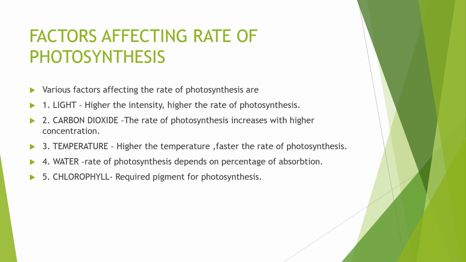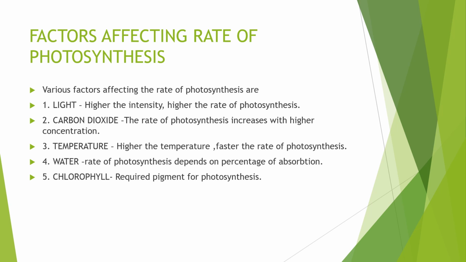Now the third factor which affects the rate of photosynthesis is temperature. Higher the temperature, faster the rate of photosynthesis. The rate of photosynthesis rises to the optimum temperature of 35 degrees Celsius, after which the rate falls. It gradually stops above 40 degrees Celsius. Photosynthesis works best in the range of 35 to 40 degrees Celsius. So in short, we can say higher the temperature, faster the rate of photosynthesis.